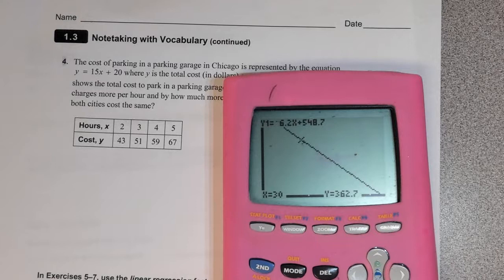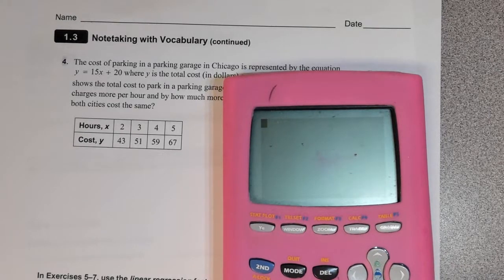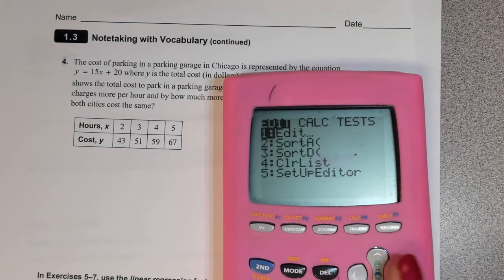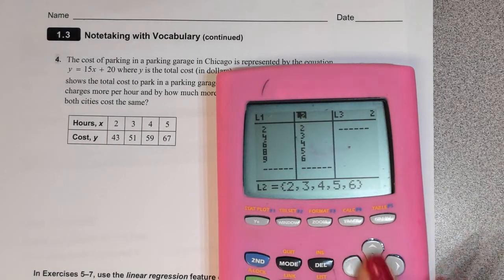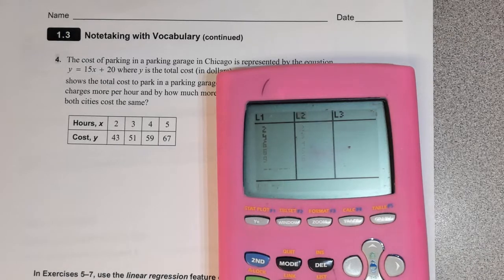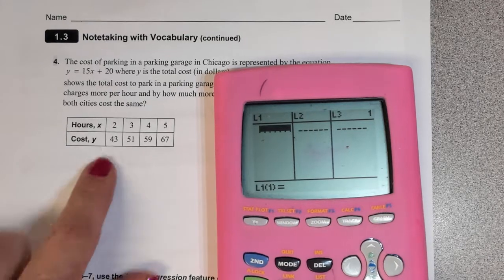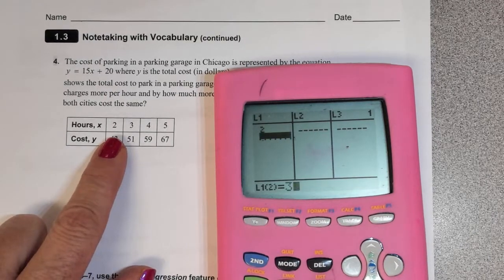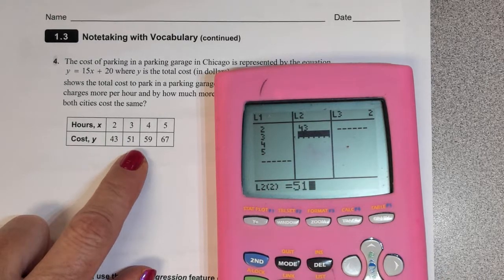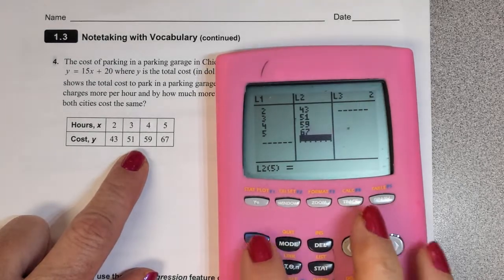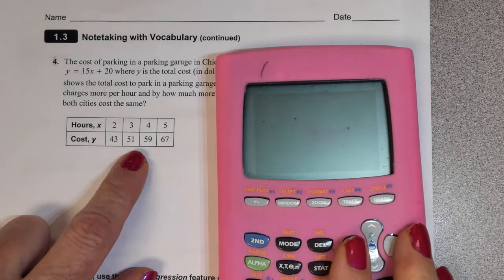All right, so I'm going to clear everything on my home screen. I'm going to go to Stat, Edit, go up to the top, clear, Enter, up to the top here, clear, Enter. And I'm going to put in my x's of 2, 3, 4, 5, and my y's of 43, 51, 59, and 67. I now want to quit, so I go second mode to quit.